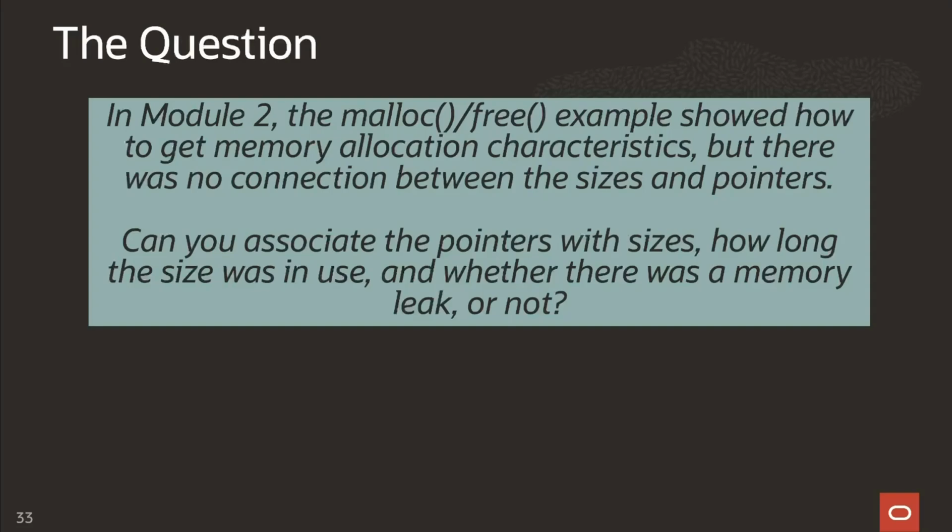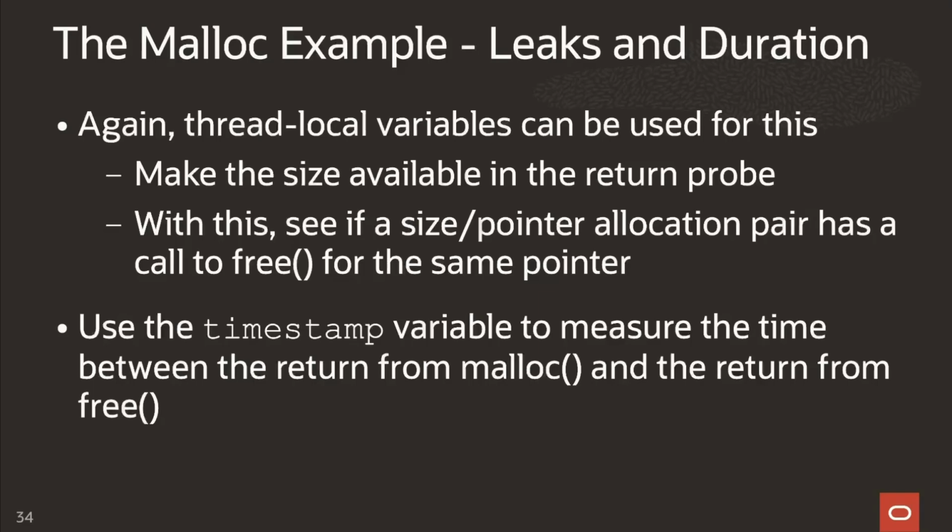Can you associate the pointers with the sizes? Can you also show how long a certain size was in use and whether there was a memory leak or not? And again, we're going to make good use of thread local variables to tackle this. First of all, now we can make the size that we get in the entry probe available in the return probe, similar as we just did for the I/O example. And with that, we can see whether a size pointer allocation pair has a call to free, because again, we can carry these values around and have them accessible in the free, for example.